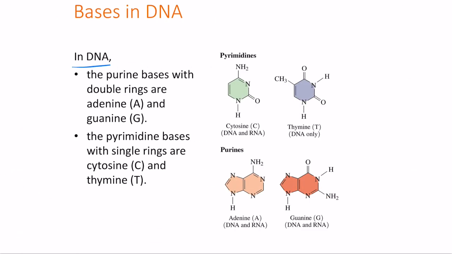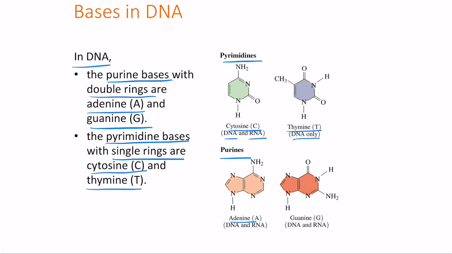In DNA, the purines with double rings are adenine and guanine. There are two pyrimidines in the structure, cytosine and thymine. Cytosine is present both in DNA and RNA. Thymine is only present in DNA. So the pyrimidine bases with single rings are cytosine and thymine. You have purines that are adenine and guanine. Adenine is present in both DNA and RNA. Also, guanine is present in both DNA and RNA.